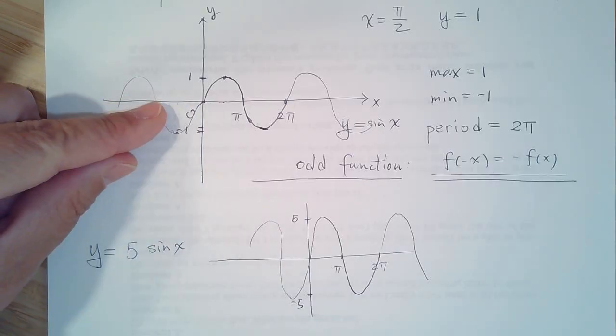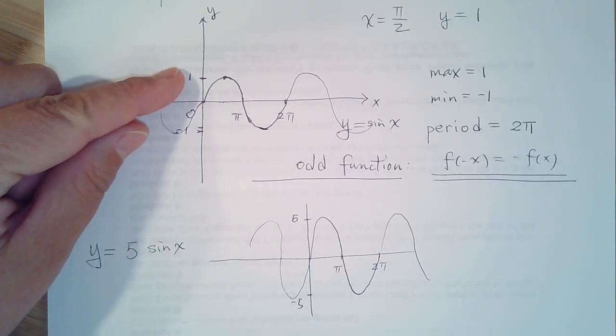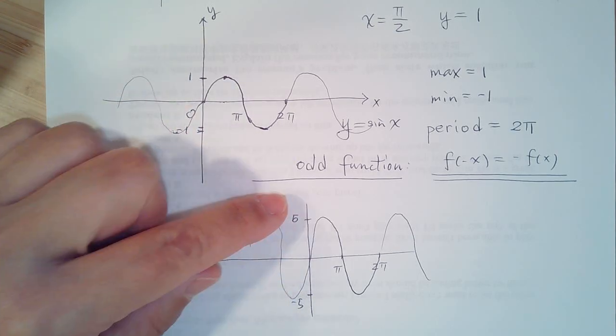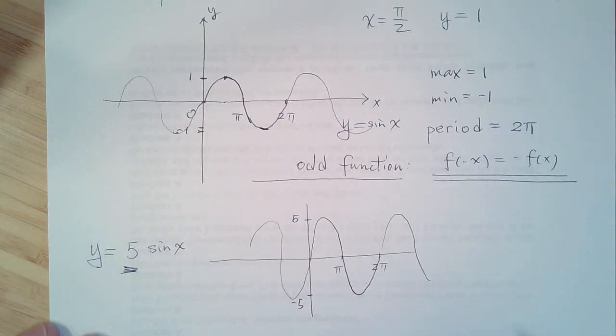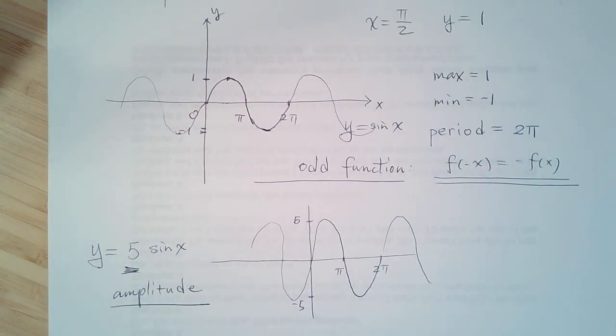Right. So see, instead of the minimum is -1 and the maximum is +1, now we have from -5 to 5. So we're stretching this function vertically by a factor of 5. So that is this 5, and we call this the amplitude. That makes sense because we enlarge or shrink it by that factor.